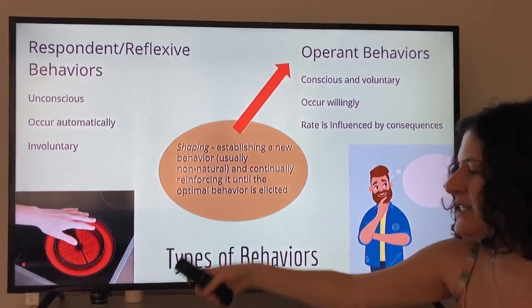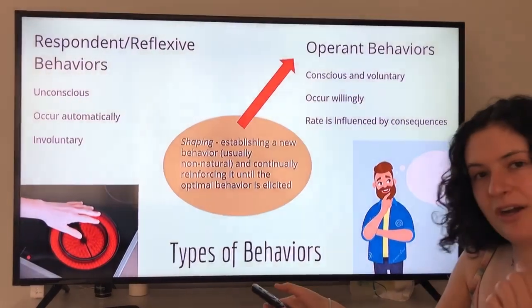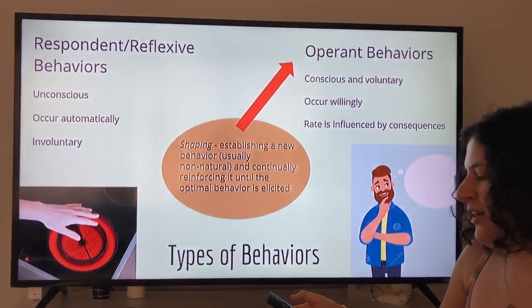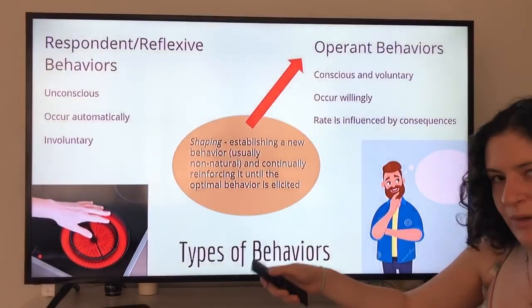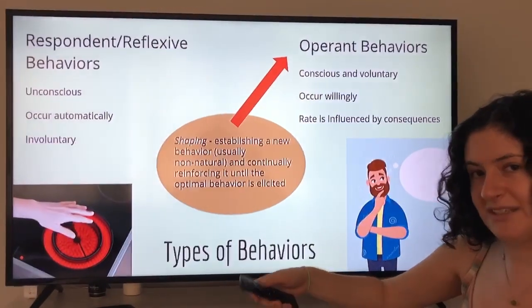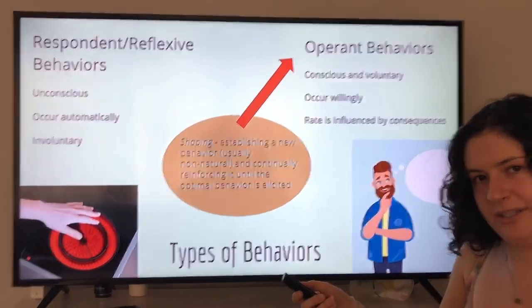So if I press this button on a remote and I get a chocolate like Penny, then I'll be more likely to press the remote faster and more often because every time I do, I get a yummy chocolate.